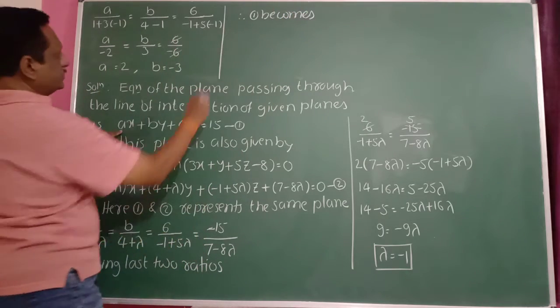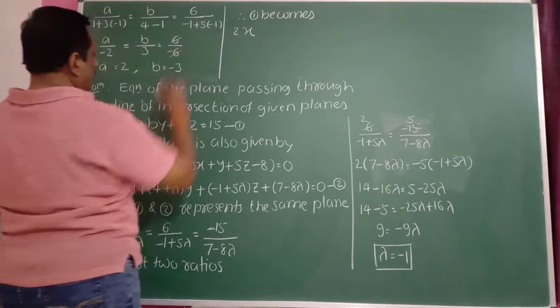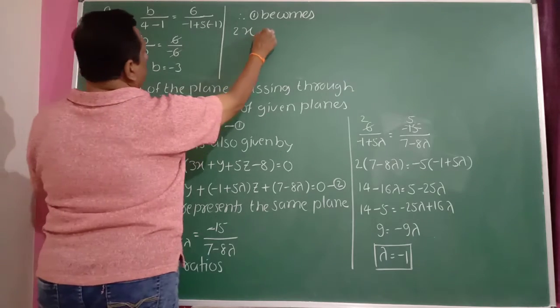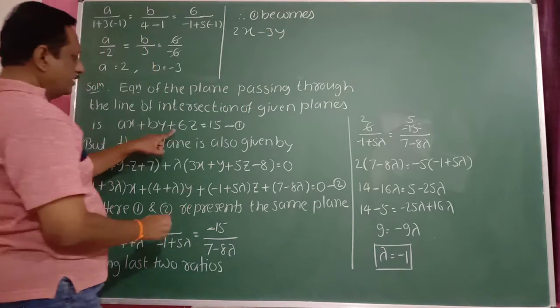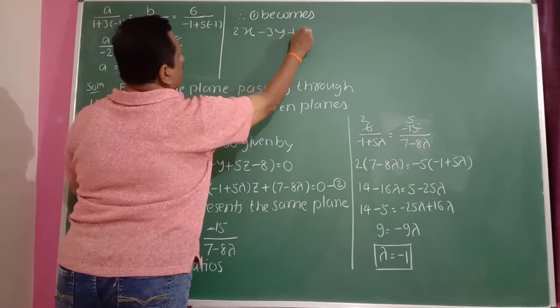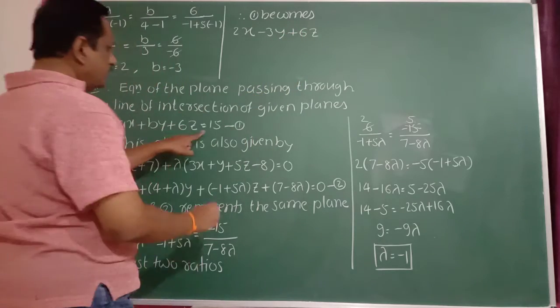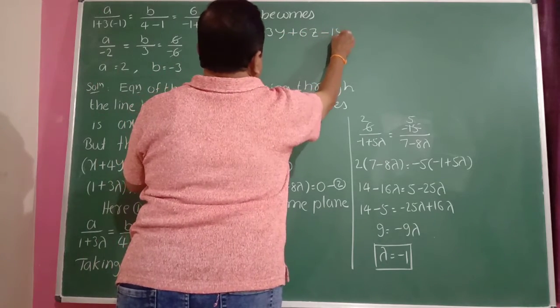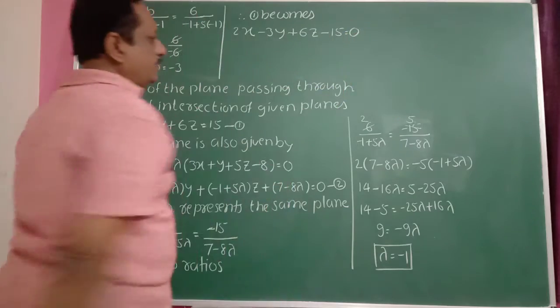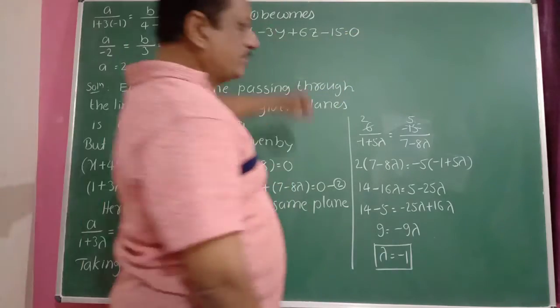2 into x, 2x, then minus 3 into y, minus 3y, plus 6z, plus 6z minus 15 is equal to 0. Okay, here is the equation of the plane.